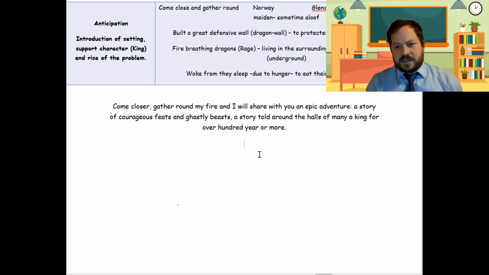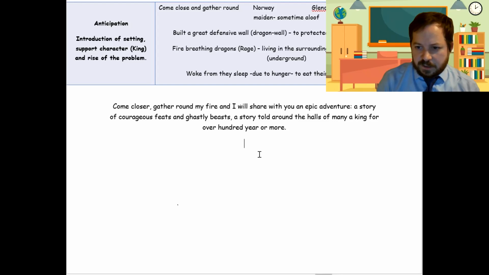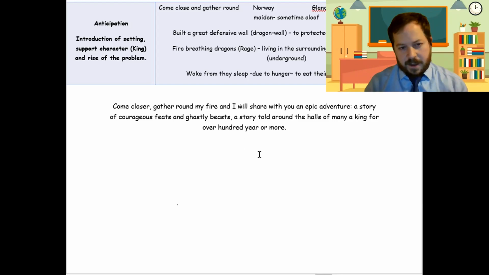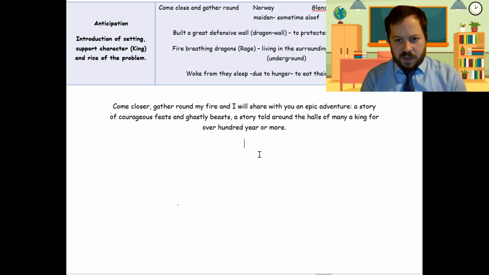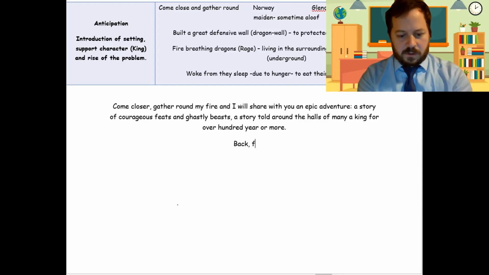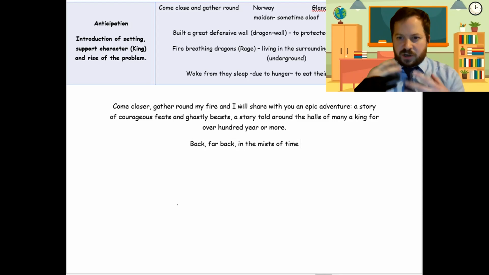So what we now need to do is set the scene. We're thinking about a kingdom. We know it's going to be in Norway. We probably need to introduce Glendora, the fierce shield maiden, and the building of the dragon wall, the great defensive wall to protect her people and the city or kingdom. So let's think back. We need to travel back in time. So back, far back in the midst of time. And that just puts it in people's head that we're traveling far back. You're trying to get them involved in what they're doing to pull them into your story, try and get them to think about traveling back with you.